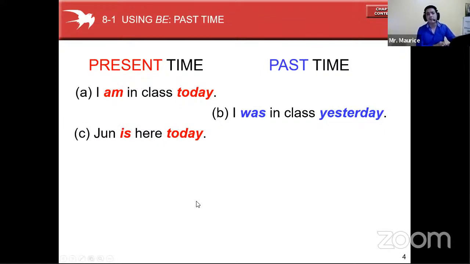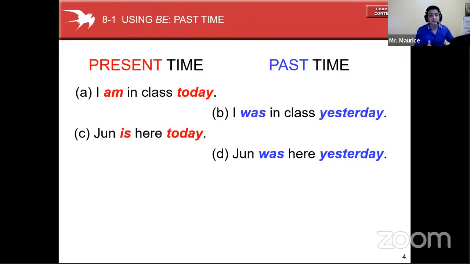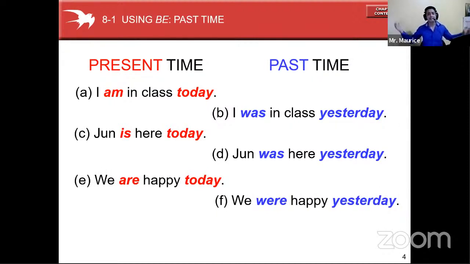In the same way, we have it for the other personal pronouns. In this case, a proper noun. June is here today. Check out the past. You see the past? June was is the past of is. June was here yesterday. This is past. Another example, we are happy today. The past, we were happy yesterday.